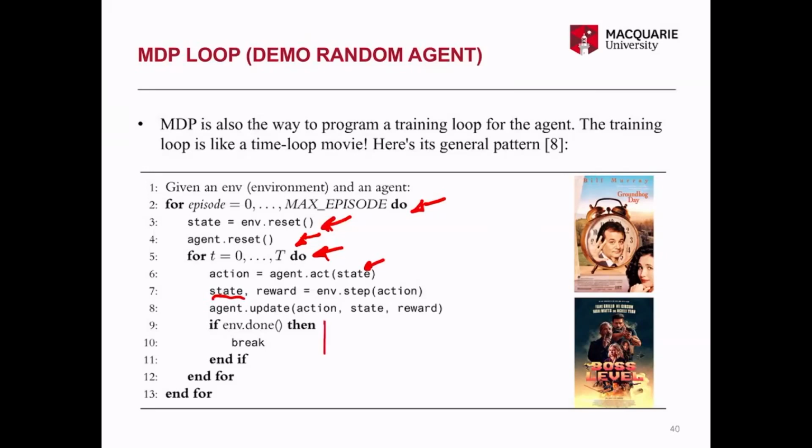And the other thing is that if it dies, or I don't know, it ends sooner than the maximum time step, we need to break the episode and go to the next one. So that's a fun way of relating to the Markov decision process and how we actually train our agent.